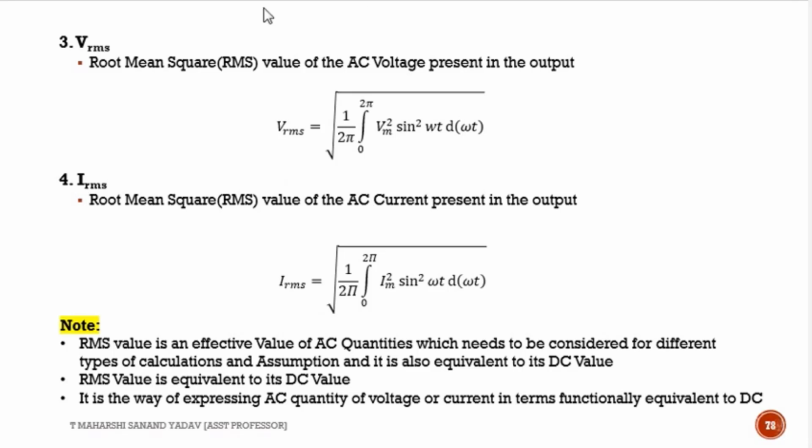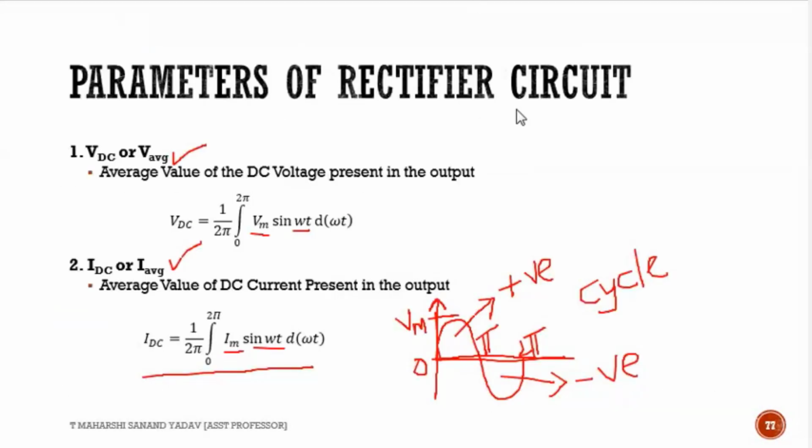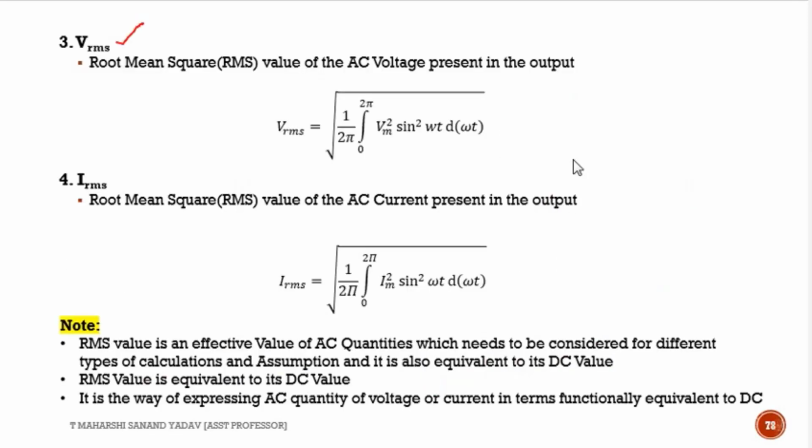What is VRMS? Can anyone tell me about the RMS term? Why are we using RMS? Any idea? Yes, it is root mean square. Why do I need to consider RMS? Why not AC directly? So what I told you, there are two components, right? Like AC and DC. Under DC, we have seen two terms like VDC and IDC. Now in AC also, why can't I consider directly as VAC and IAC? Why am I considering VRMS? Can anyone tell me here?